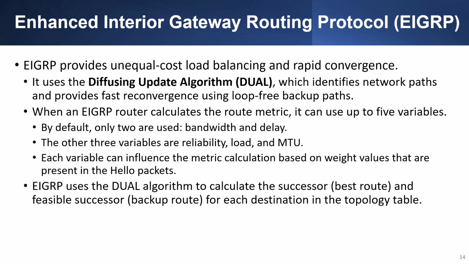When an EIGRP router calculates the route metric, it can use up to 5 variables. By default, only 2 are used: bandwidth and delay. The other 3 variables are reliability, load, and MTU. Each variable can influence the metric calculations based on weight values that are present in the hello packets. EIGRP uses the DUAL algorithm to calculate the successor, or best route, and the feasible successor, or backup route, for each destination in the topology table.